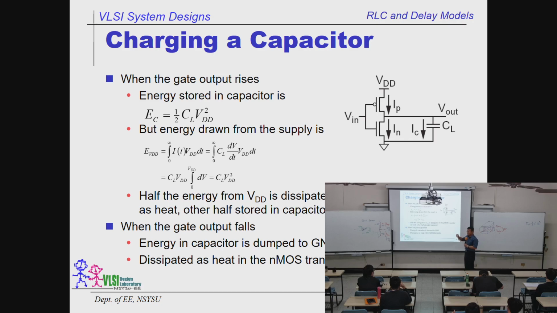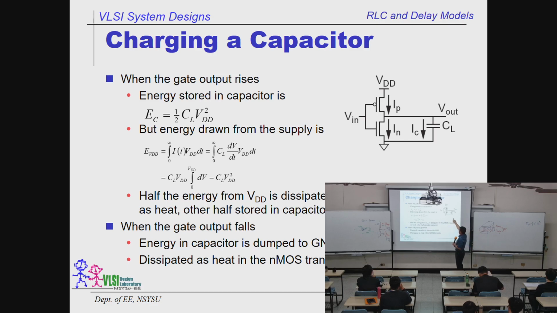So the more often you take it from the power supply, that means the charging and discharging is fast, the more heat you generate. So high-speed circuits will give you a lot of heat problems. That is why your CPU, which is claimed to be gigahertz operation, becomes very hot. You need a fan to cool it down. That is why.